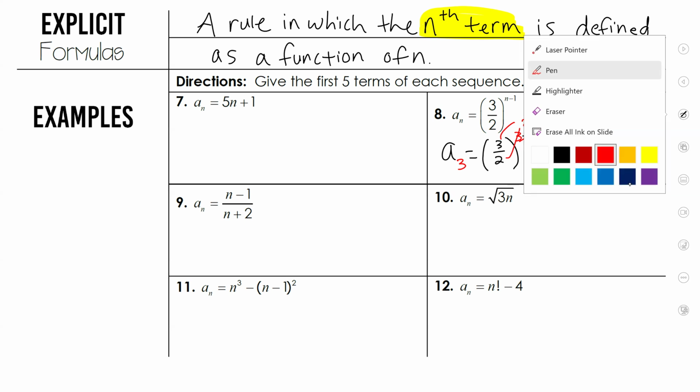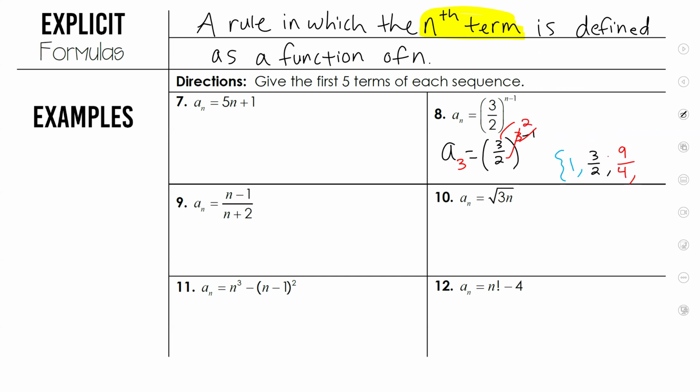Now, number 12 has this little exclamation mark. And an exclamation mark means factorial. Okay, so let's write over here in our notes column. Whenever you see an exclamation mark, that means factorial. And what that means is if I have 5 factorial, this means 5 times 4 times 3 times 2 times 1.